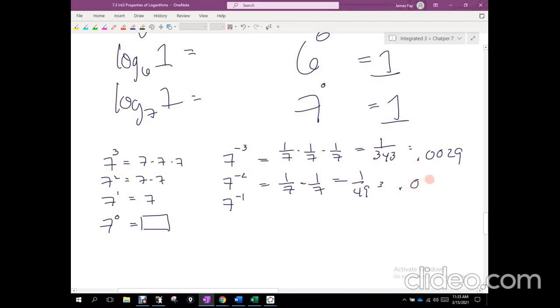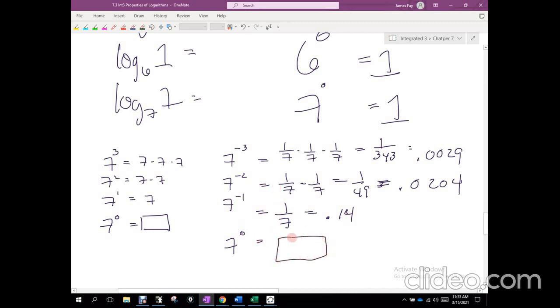0.0204, okay? Now this is 7 to the negative 1, which is 1 over 7. So 1 divided by 7 ends up being 0.14, okay? So then we argue, okay, well, 7 to the 0 then, okay?